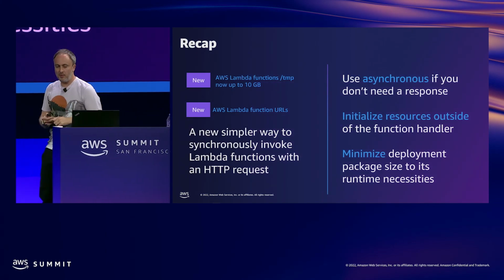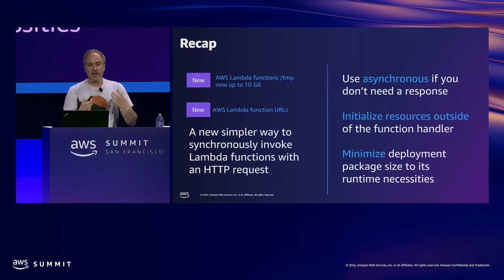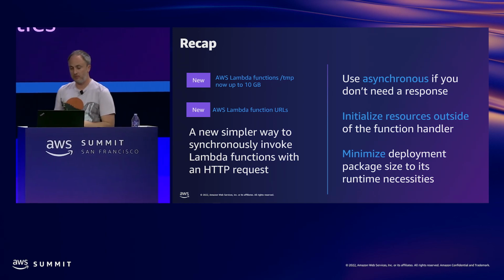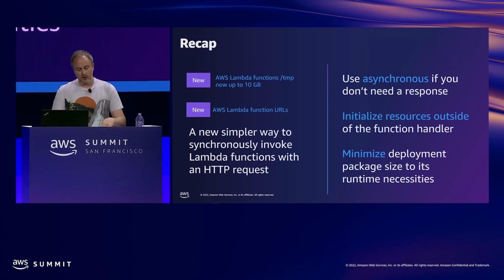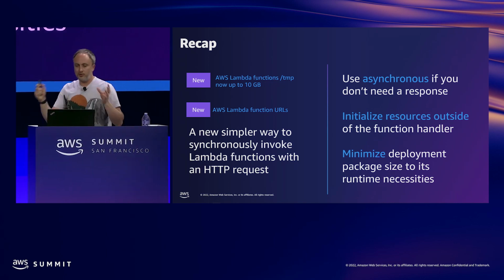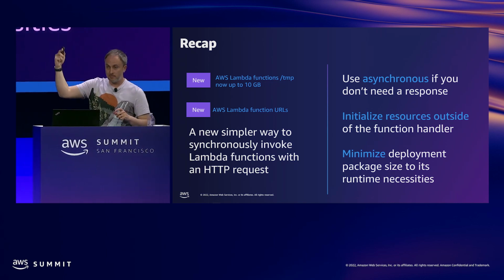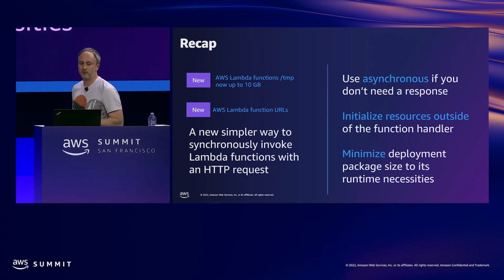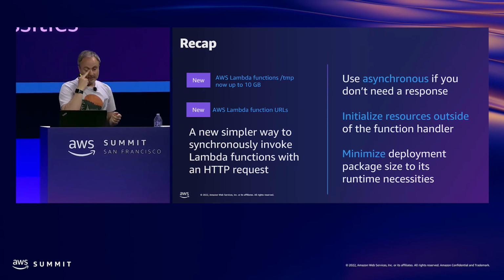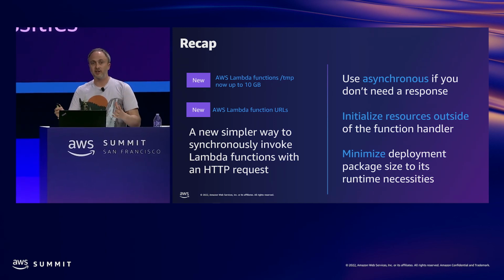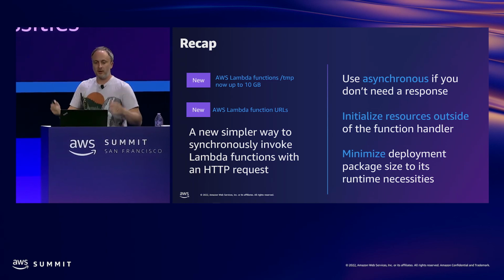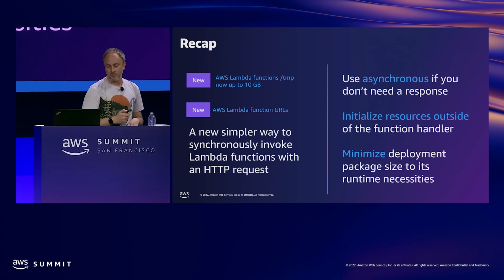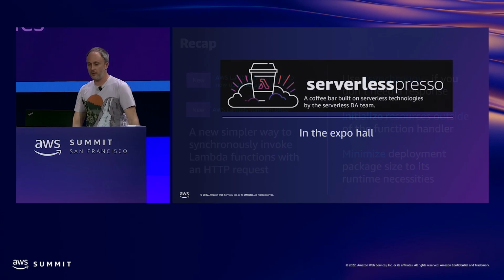So to recap everything we've talked about, I would suggest you use an asynchronous workload, invoke Lambda asynchronously where you can if you don't need a response from your Lambda function. In terms of optimizing your function for cold starts, initialize all your resources outside of the function handler, above the function handler. Try to minimize the deployment package size as well. Keep that as small as possible. Then we talked about AWS Lambda having this new ephemeral storage limit of up to 10 gigs. And we spent quite a lot of time talking about this brand new thing launched recently called function URLs, a simple way to invoke a Lambda function via an HTTP request.